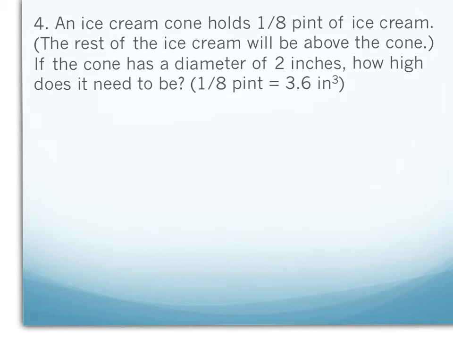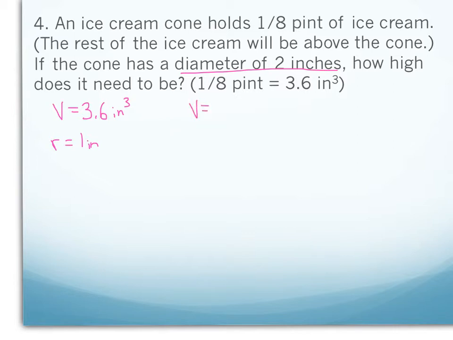Number 4 says an ice cream cone holds 1/8 pint of ice cream. The rest of the ice cream will be above the cone. If the cone has a diameter of 2 inches, how high does it need to be? And we're also told that 1/8 of a pint is 3.6 inches cubed. Alright, so we are given that our volume is 3.6 inches cubed, and we're told our diameter is 2 inches, so that means our radius is 1 inch. And we need to find the height.